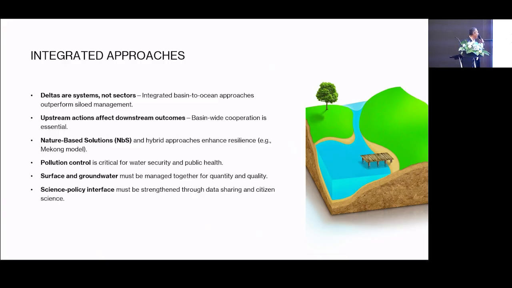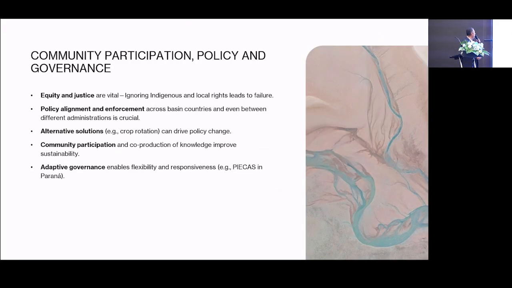Pollution control is really critical for both water security and public health. Surface water and groundwater must be looked at together and managed together for both quantity and quality, because we cannot ignore one. It's not either or. It should be together because they are interlinked. The science and policy interface also must be strengthened through data collection, data sharing, and citizen science. This is something that we also discussed yesterday. It will come up today as well, and therefore this is also very crucial.